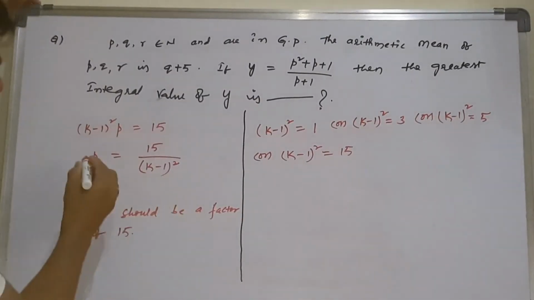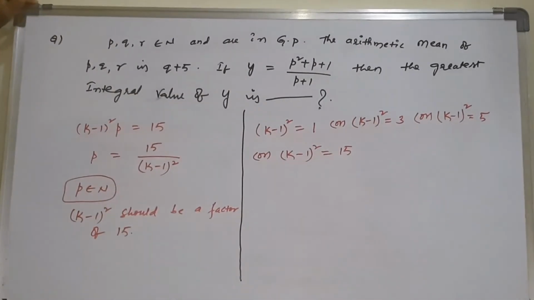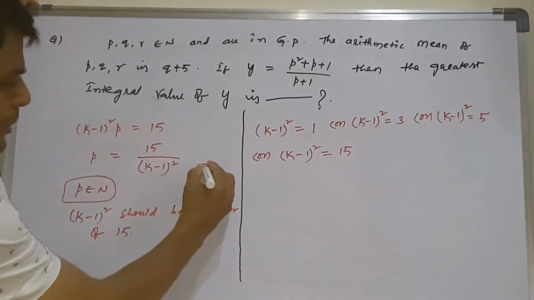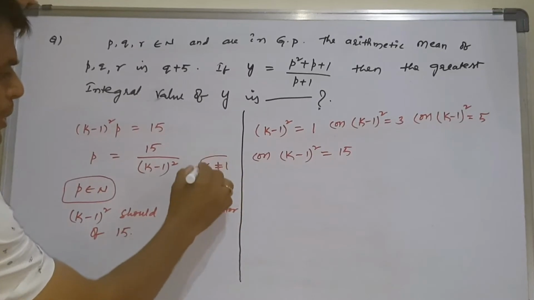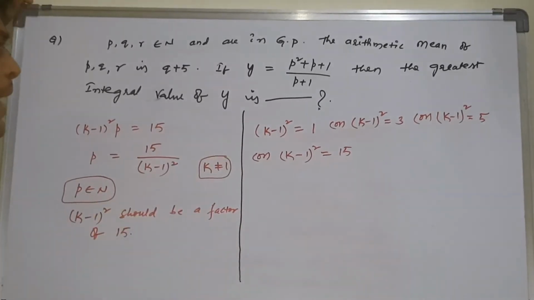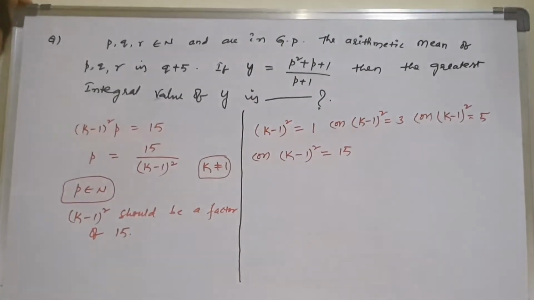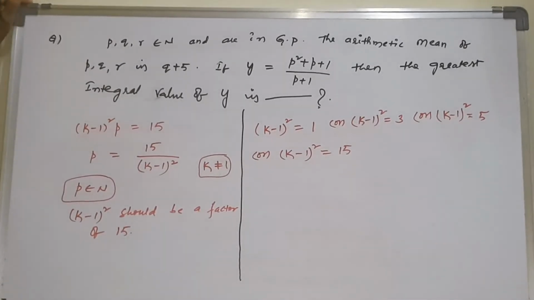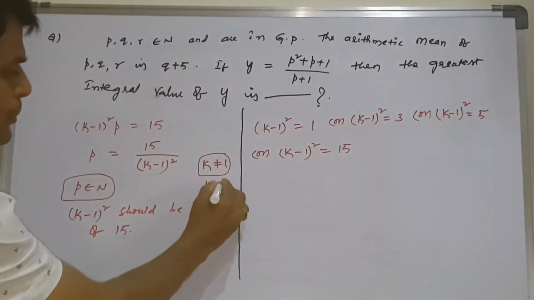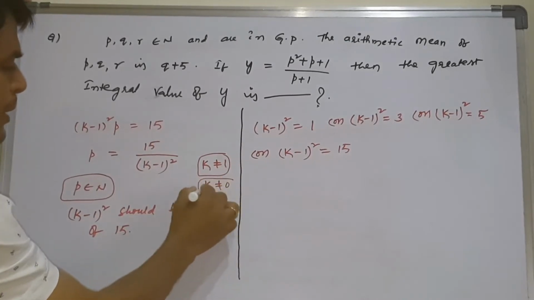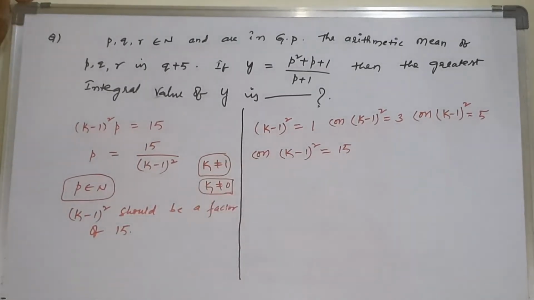And here p is equal to 15 by (k minus 1) whole square. We need to mention that k should not be 1. And even k should not be 0. Why? Because p, q, r are different. k should not be 0. These are the main conditions that you need to mention.